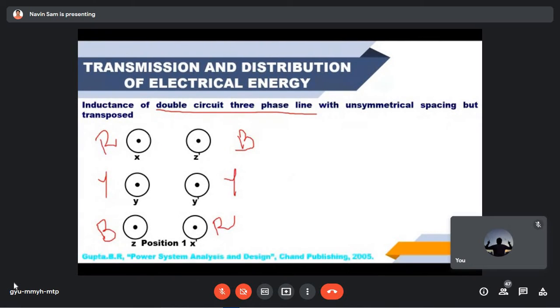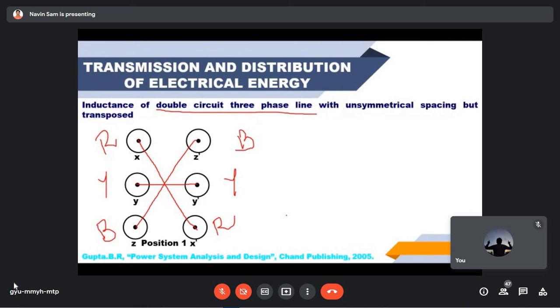So for R phase, there are two conductors, X and X dash. For Y phase, there are two conductors, Y and Y dash. For Z phase, there are two conductors, Z and Z dash. The positions are arranged because there are three possible positions you are going to see. So this is the first ideal position for the double circuit three-phase line.